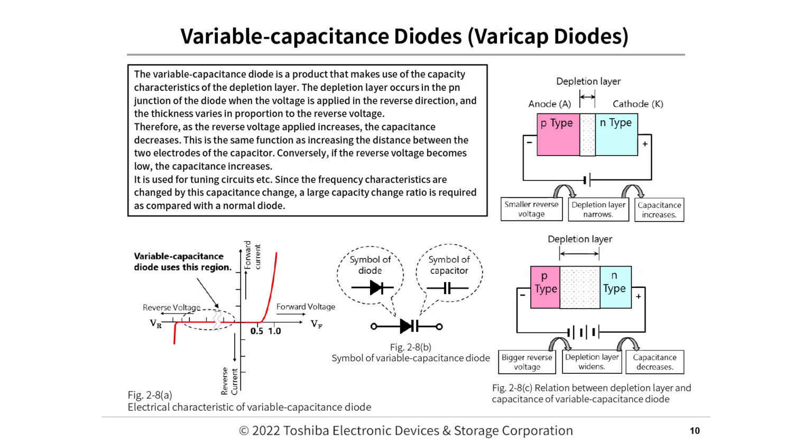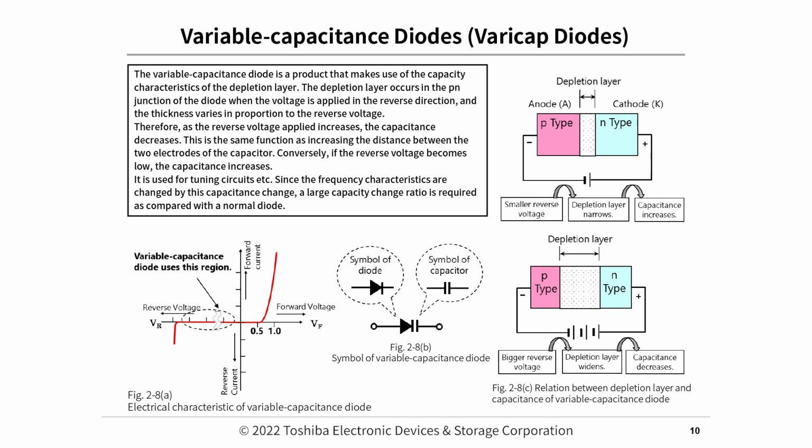Variable capacitance diodes. The variable capacitance diode is a product that makes use of the capacity characteristics of the depletion layer. The depletion layer occurs in the p-n junction of the diode when the voltage is applied in the reverse direction, and the thickness varies in proportion to the reverse voltage. Therefore, as the reverse voltage applied increases, the capacitance decreases. This is the same function as increasing the distance between the two electrodes of the capacitor.